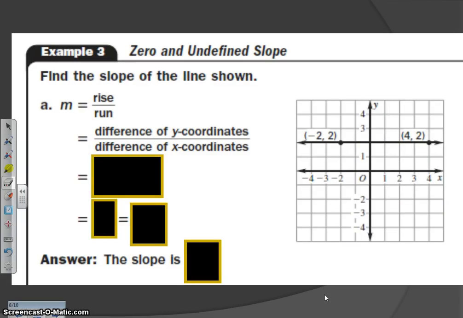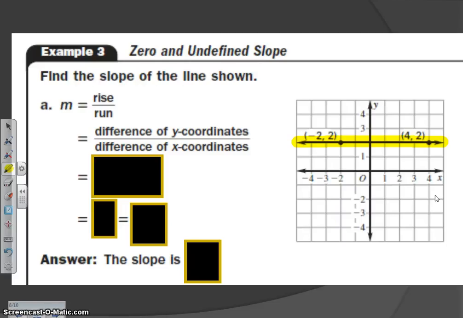Example 3 is about 0 and undefined slope. Let's start by looking at the graph. The graph is a horizontal line. Horizontal lines have 0 slope. Think about it: you can walk on the floor or on your carpet in the hall, and you're not going downhill, at least you shouldn't be.